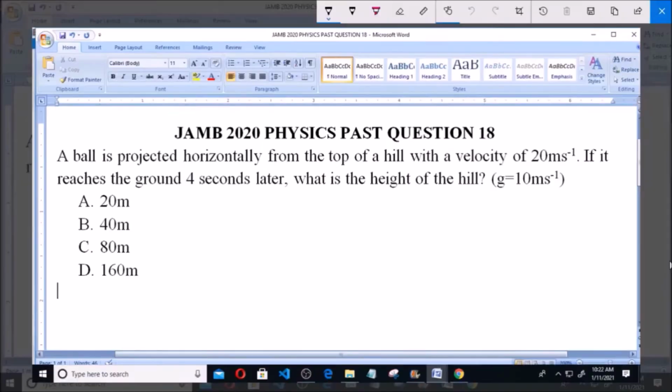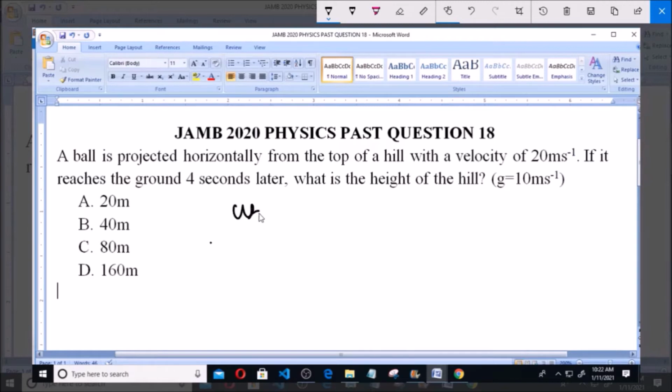Good day and welcome. I'll be answering Jamb 2020 Physics Past Question 18. A ball is projected horizontally from the top of a hill with a velocity of 20 meters per second. If it reaches the ground 4 seconds later, what is the height of the hill? Now take acceleration due to gravity to be equal to 10 meters per second squared. Option A says 20 meters, B says 40 meters, C 80 meters, and D 160 meters.